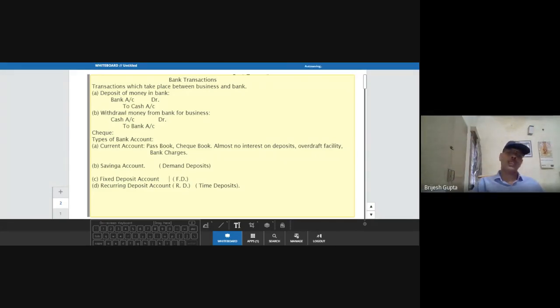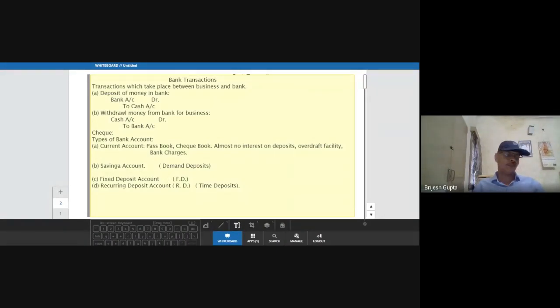Then you have to choose which type of account you want to open, current account or savings account. If you open either of these two, you have to give your specimen signatures. The bank will ask you for your specimen signature, so the bank can check or verify your signatures whenever you withdraw money from these two accounts.